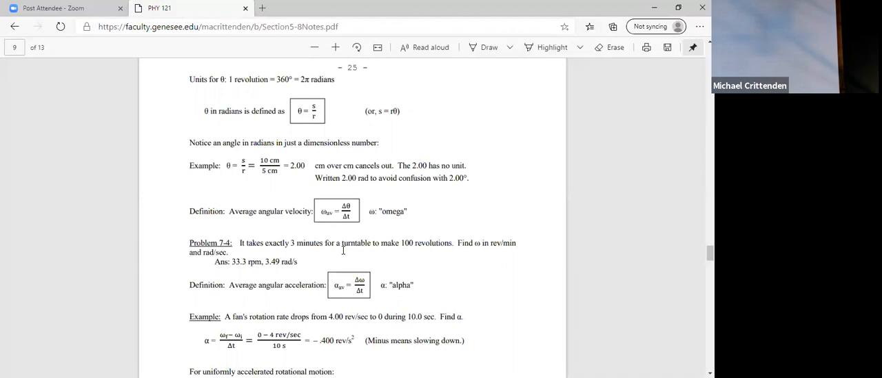But anyhow, if you have a record player turntable and you put on your copy of Dark Side of the Moon and watch the record go around, counting the revolutions, you'll find that in exactly 3 minutes, that record will spin 100 times. It'll make 100 revolutions. Find the angular velocity in both revolutions per minute and also radians per second.